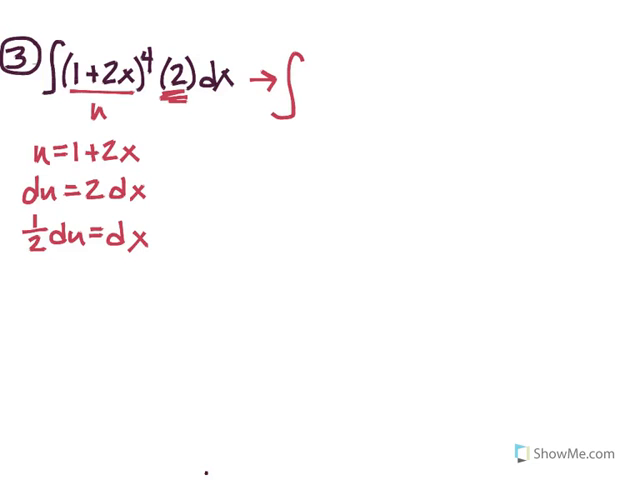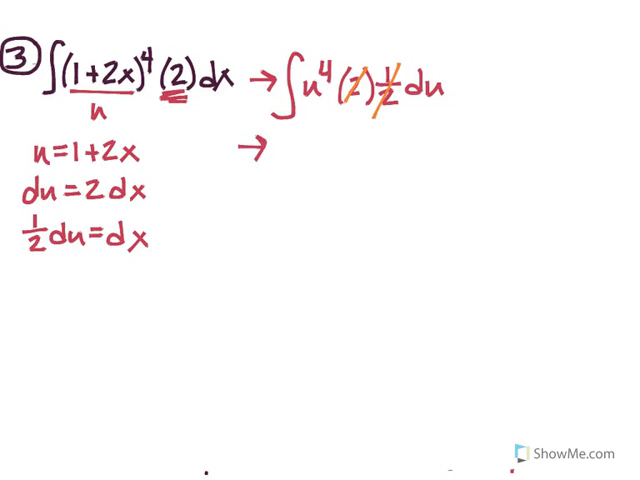So we're going to rewrite our integral. The 1 plus 2x is u, so u to the 4th. There we go. I have not done anything with this 2 just yet. The dx is now 1/2 du. There we go. So, good thing, we've got some things that are canceling. The 2 and the 1/2 are now gone.